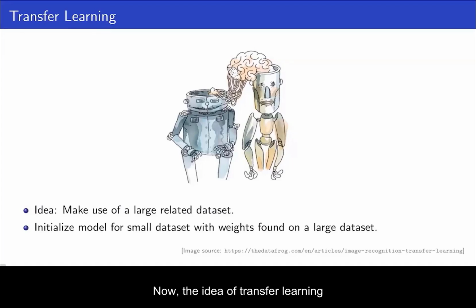Now, the idea of transfer learning is pretty straightforward. First, we train the CNN on very large data sets such as ImageNet, and then we leverage the features that are trained from this large data set for then fine-tuning your model on the smaller data set. Let's look at this with an example.